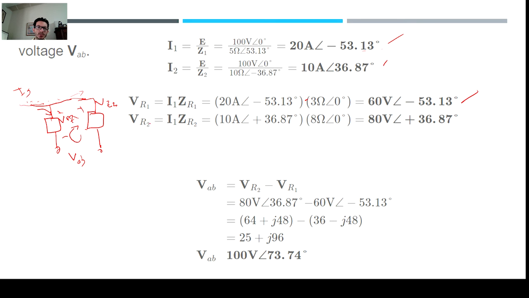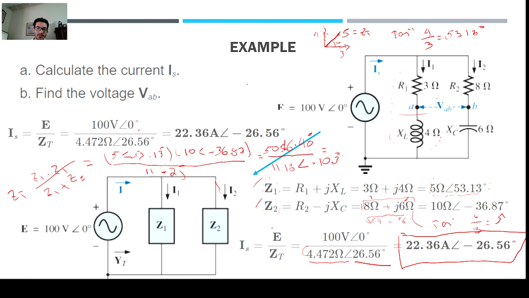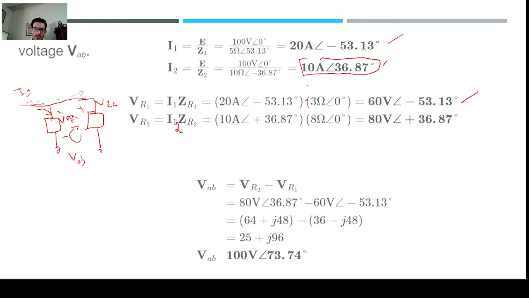Through the second resistor, we have the current through the second leg and the impedance of the second resistor. We know the current going through the second leg is 10 amps at positive 36.87 degrees, times the value of the resistor, which is 8 ohms, which is right here. That will give us 80 volts at a positive phase shift of 36.87 degrees.